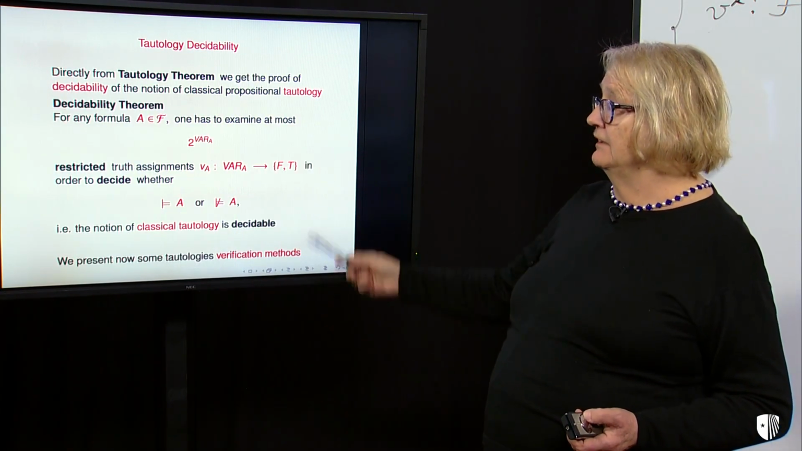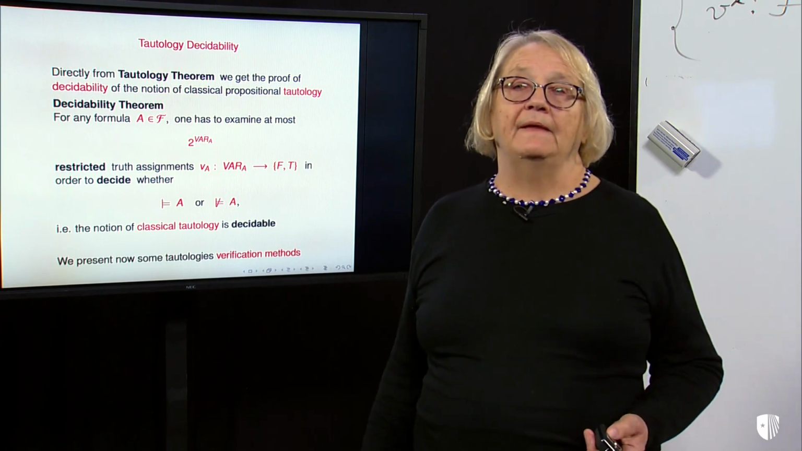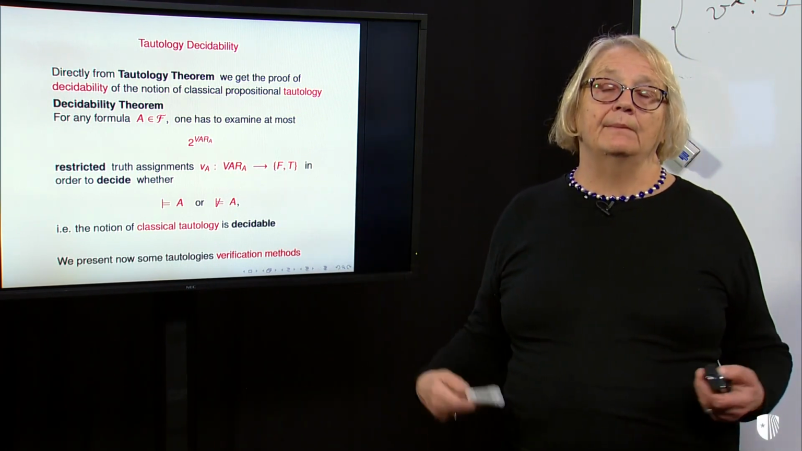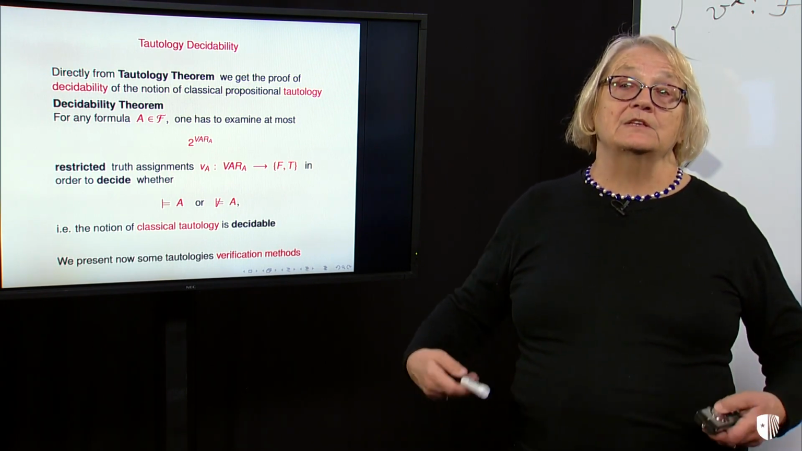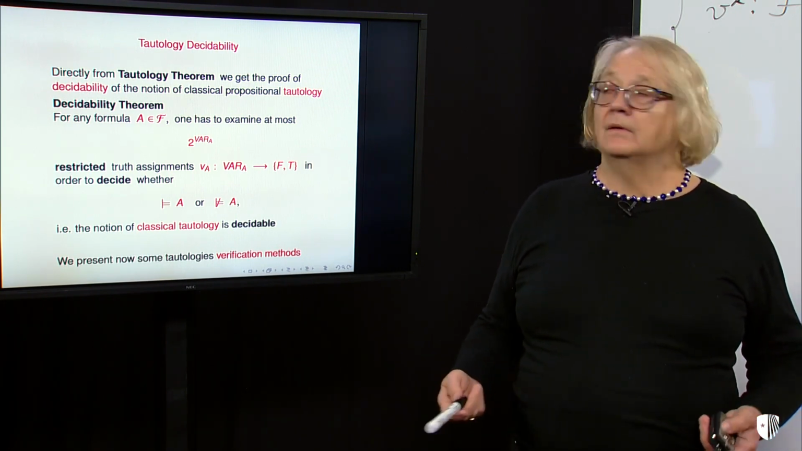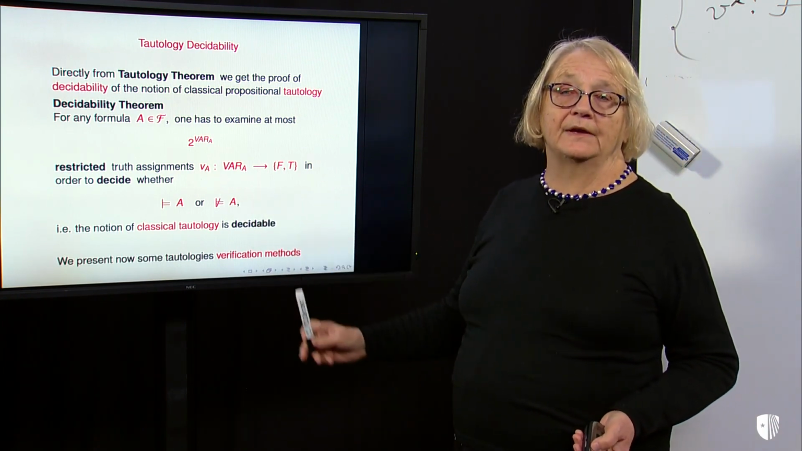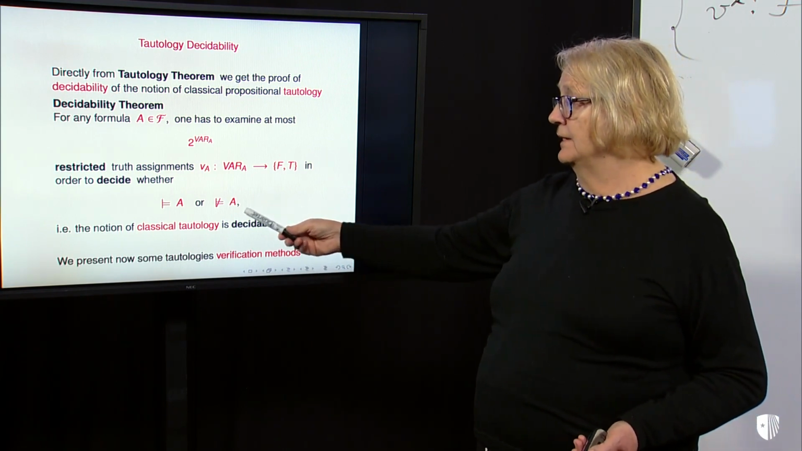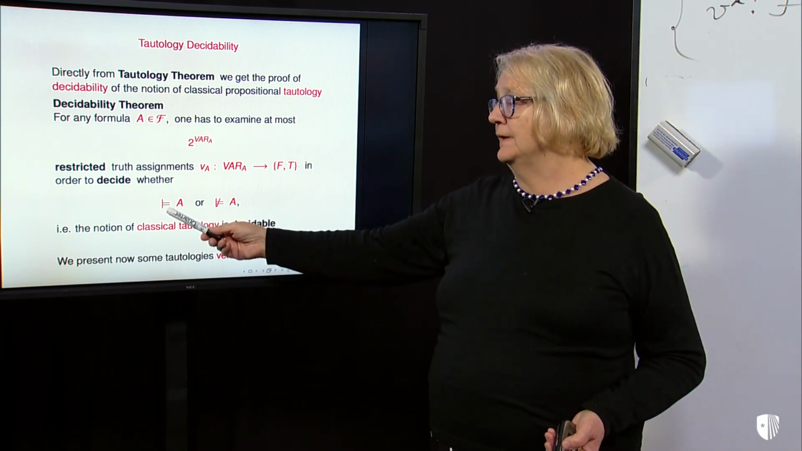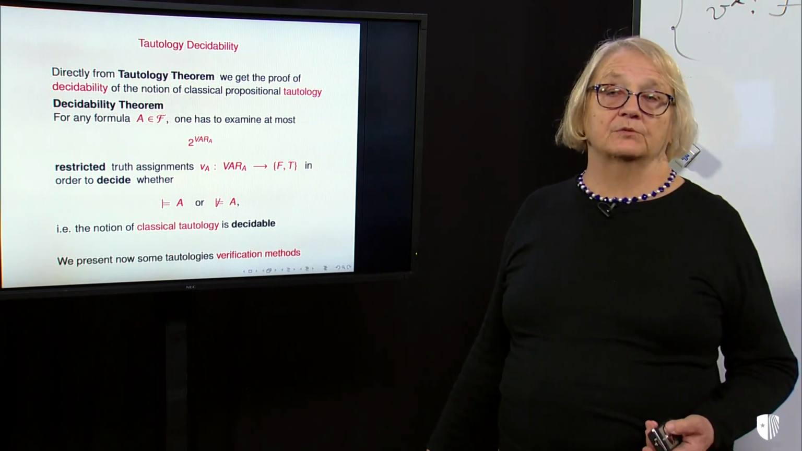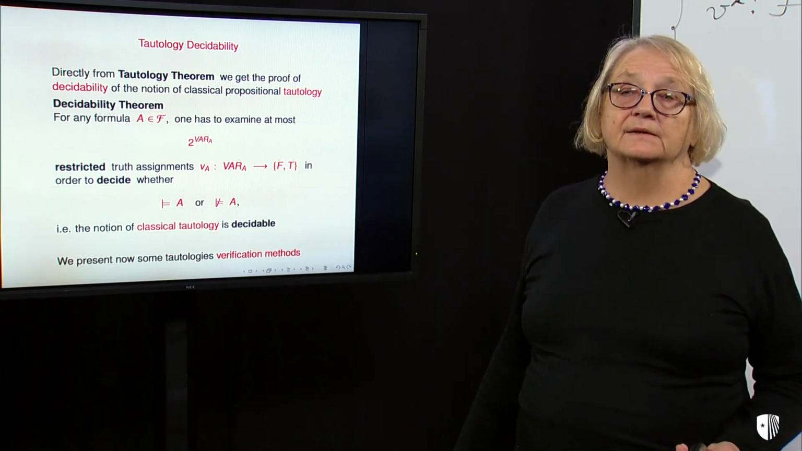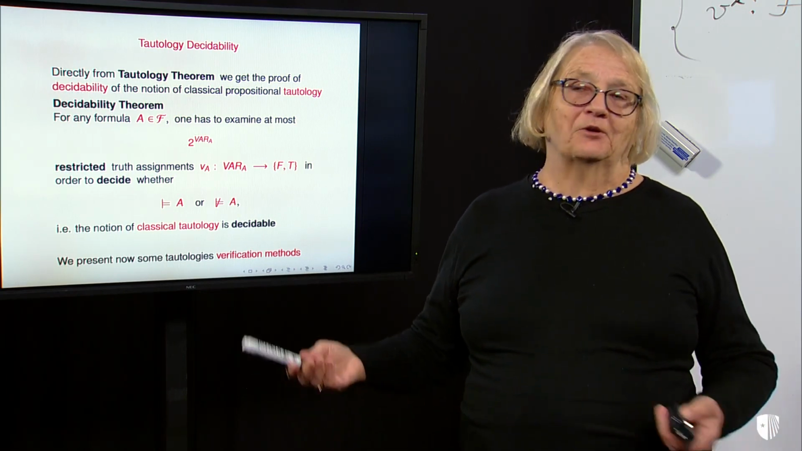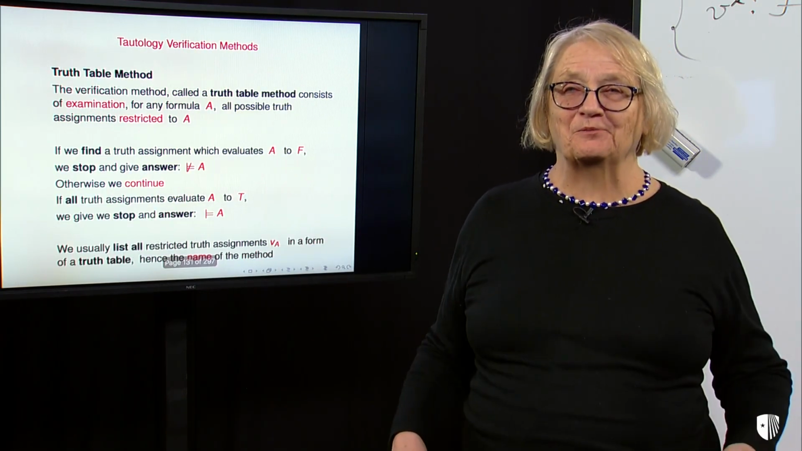So you have the decidability theorem: for any formula, one has to examine only 2 to the power the number of variables in the formula. It means you evaluate only restricted models for A to decide whether A is a tautology or is not a tautology. So the notion of classical tautology is decidable. And so we proved it, which you know because you've been doing it.